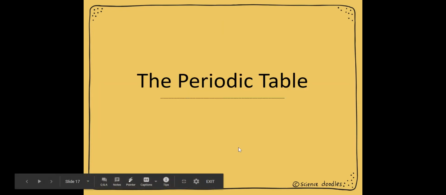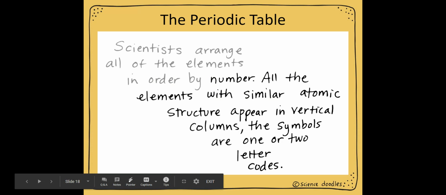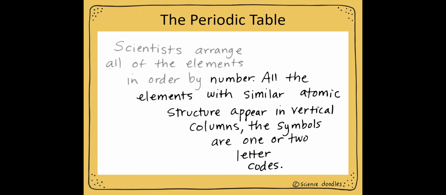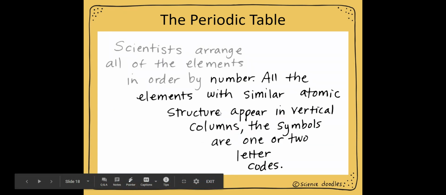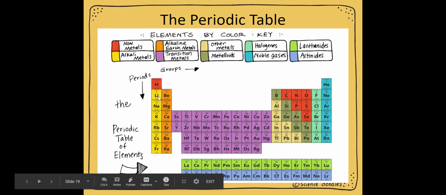And now we are going to talk about the periodic table and its arrangement. So scientists arrange all of the elements in order by number. All the elements with similar atomic structure appear in the vertical columns. The symbols are one or two letter codes. So vertical is up and down. And the symbols are one or two letter codes. So you can look throughout the entire periodic table and you will only see 1 to 2 letter codes. You had a lesson about the periodic table yesterday, so you should already know this information.